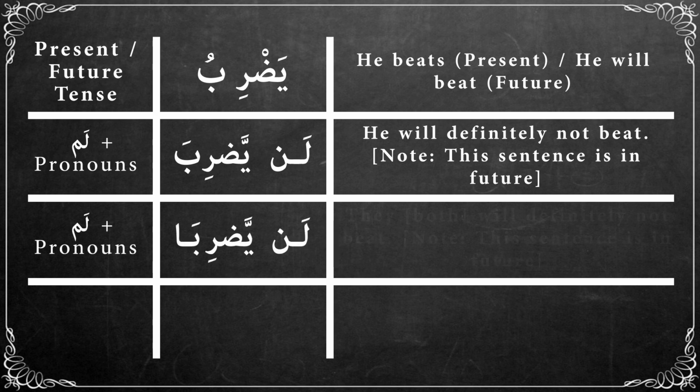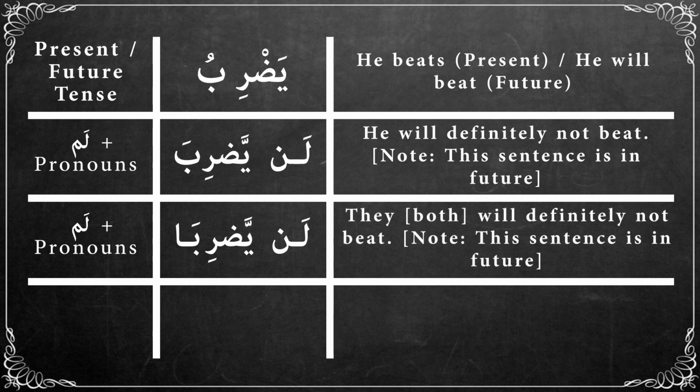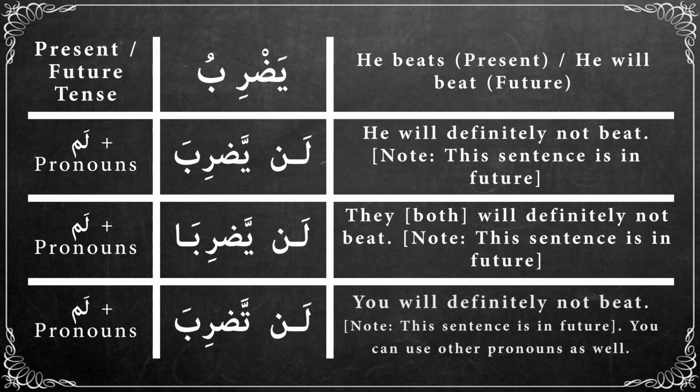لن يضربا. They, both, will definitely not beat. Note that this sentence is in future. لن تضرب. You will definitely not beat. Note that this sentence is in future. You can use other pronouns as well.